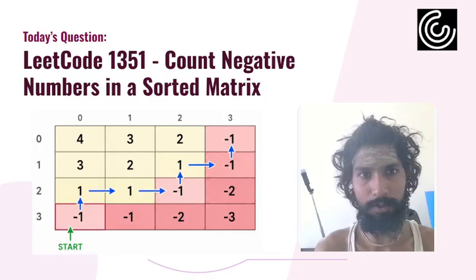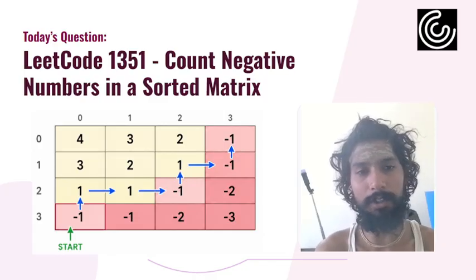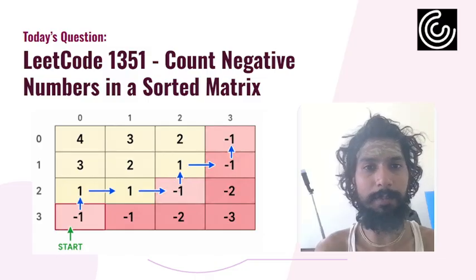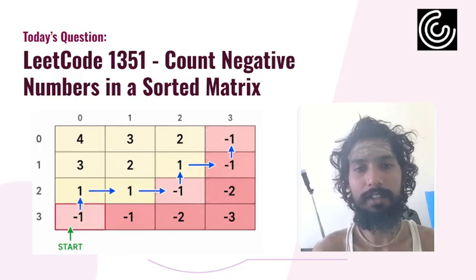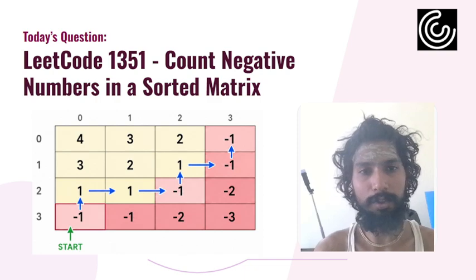Now the question is, where should we start? A very smart position is the bottom left corner. Why bottom left? At bottom left we can make a clear decision. If the current value is negative, then all the elements to the right in the row are also negative. So we can count them and move one row up.